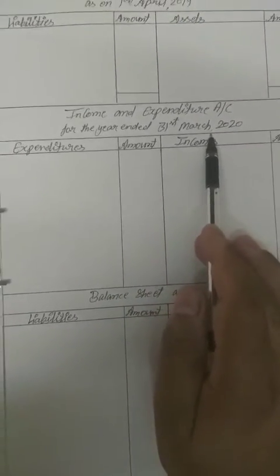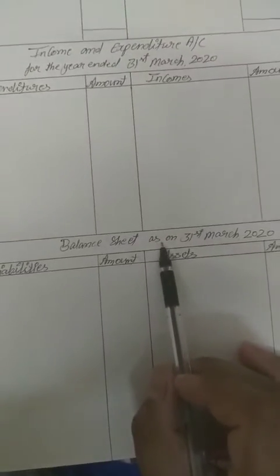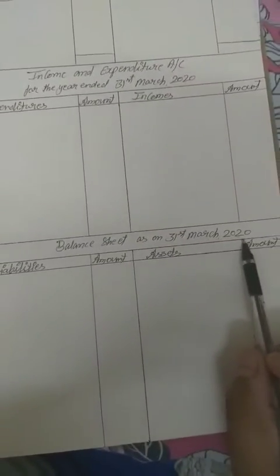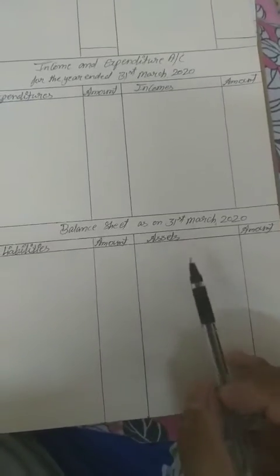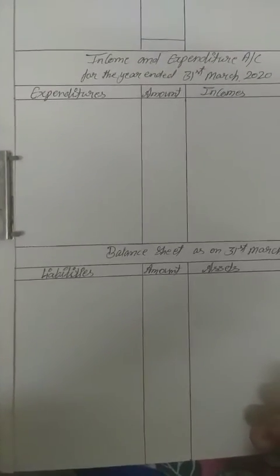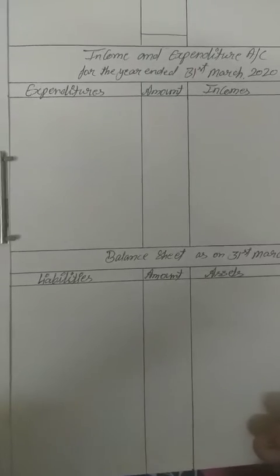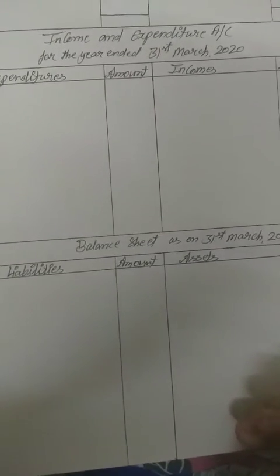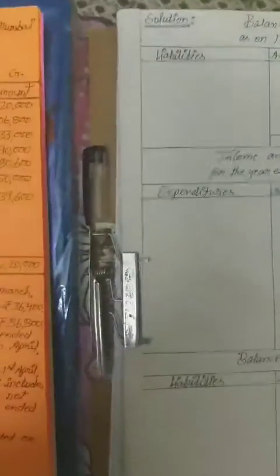It will also be for the year ended 31st March 2020. All the expenses will show on the debit side and incomes on the credit side, and next the balance sheet is also there. It will be held on 31st March 2020. It means this balance sheet we also have to prepare at the end of the year. So now we will start this question with the adjustments, because with adjustments we can solve the question more properly.